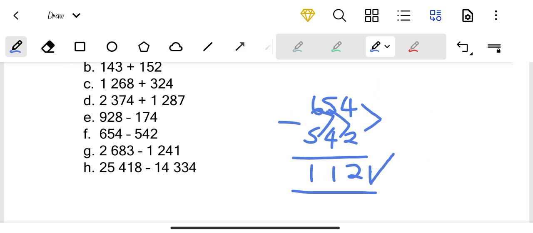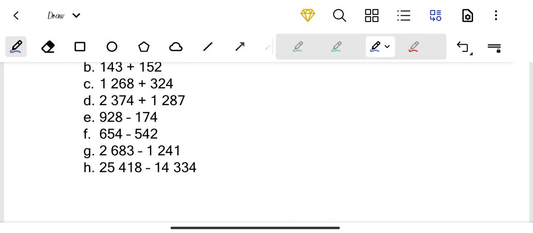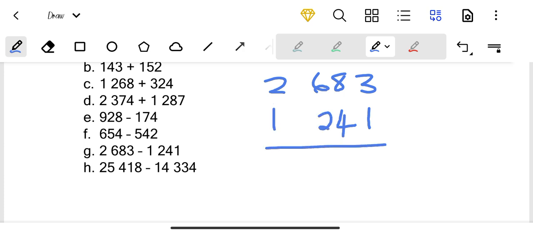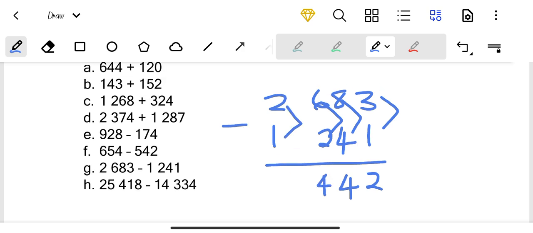So jumping to G. Let me just remove that. G says we have 2, 6, 8, 3, 1, 4, 2, 1 over, minus on the side. So that minus that is going to be a 2. That minus that is going to be a 4. That minus that is going to be, let me see, 4 also. That minus that is a 1. And then you are done with G. I hope this is making sense.